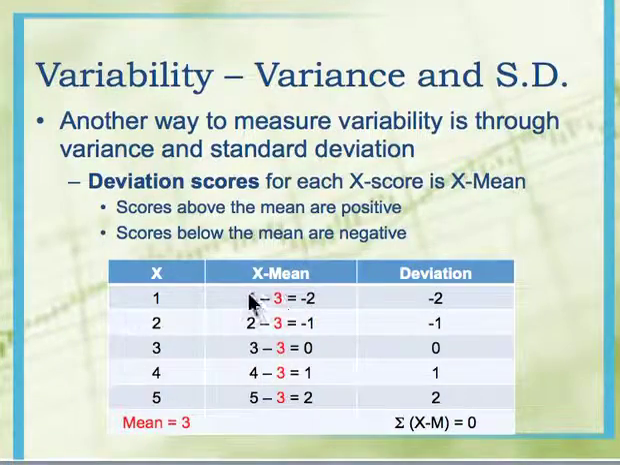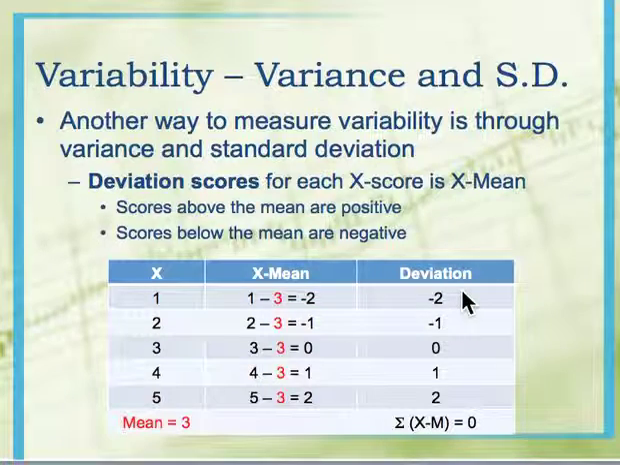And so, when I look at 1, that's 2 less than 3, so I get a negative 2. 2 is 1 less than 3, I get a negative 1. 3 is 3, I get a 0. And then 4 is 1 above and 5 is 2 above. So these are my deviation scores. Again, a deviation score is just how someone is different, above or below or equal to the mean.